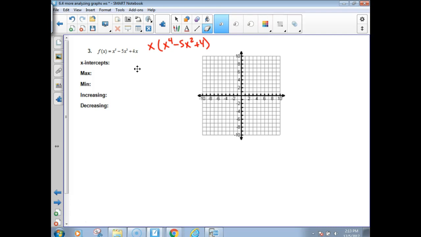You guys can go type it in your calculator while I mess with this. Yes, Scott.